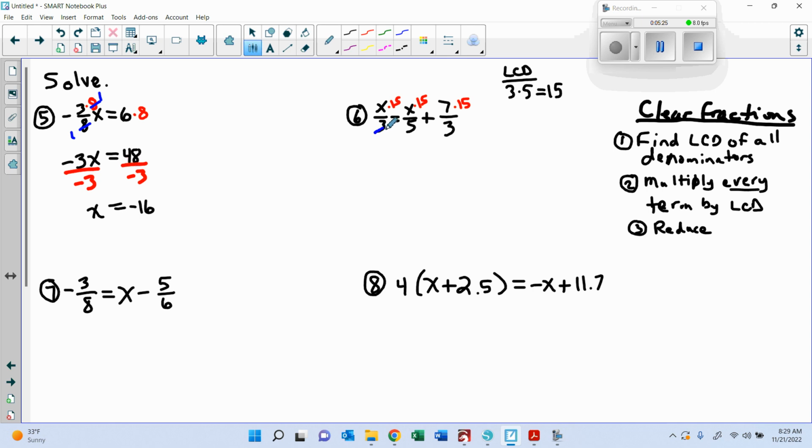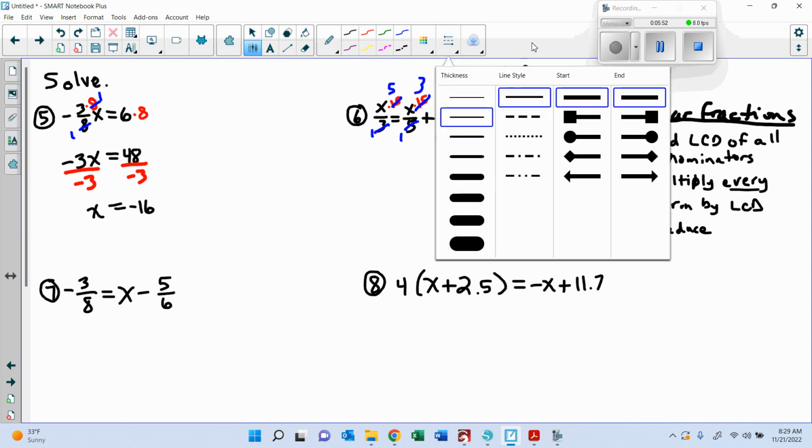So now we divide 3 by 3 and 15 by 3, because that's what they have in common. 5 and 15 have a 5 in common, so I divide 5 by 5 and divide 15 by 5. And then we have 3 and 15 again that have a 3 in common, so I divide 3 by 3 and 15 by 3.